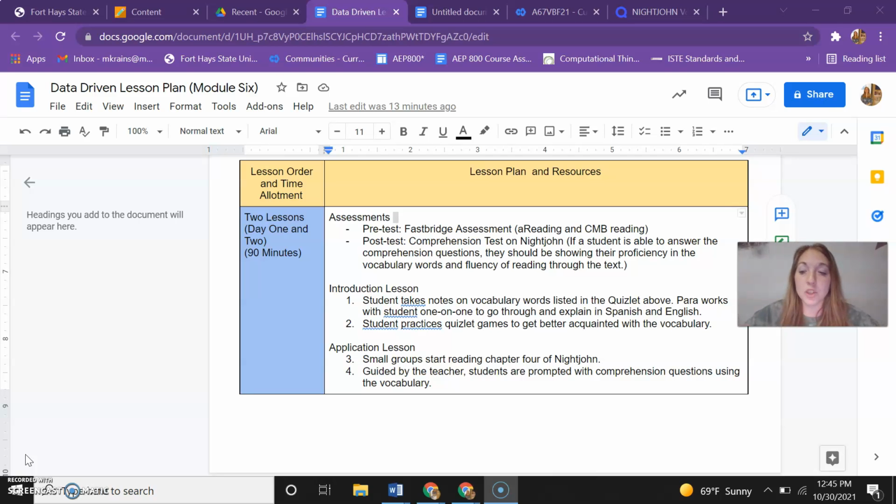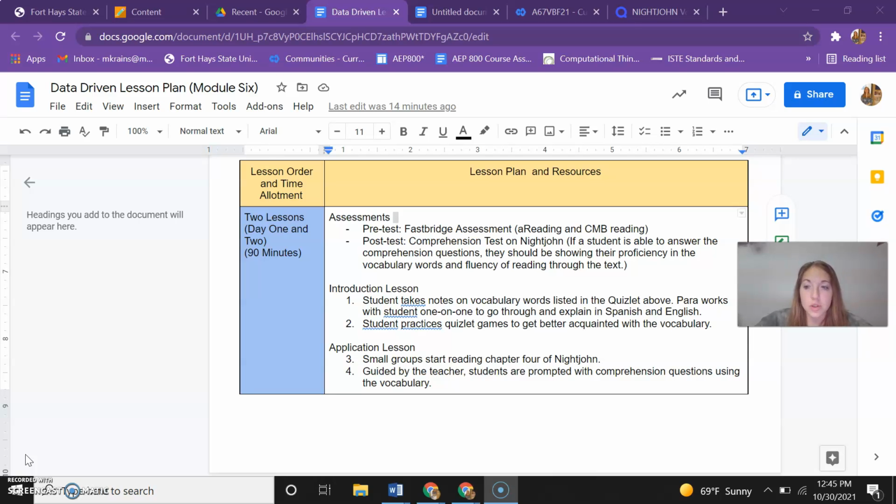So to start with, I pre-tested the student before these lessons on the program called FastBridge. That's something my district uses. I use the aReading, auto reading, and then the CBM reading for my student. Auto reading really tests the phonics and phonemic awareness, and then the CBM reading really hits fluency.